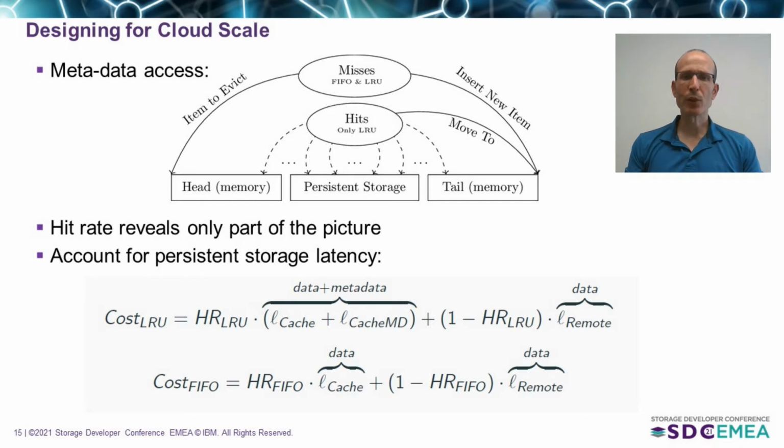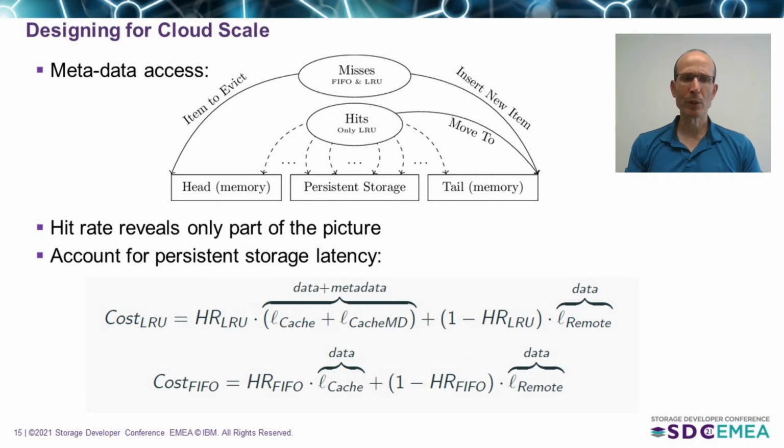Now note that this is only a model. A cache has many different factors that affect it, and here we are looking at the ones that we believe are significant. HR stands for hit rate. Note that the miss rate is 1 minus HR. L stands for latency. The cost for LRU is composed of the cost of handling a hit, which is the latency for reading the data from the cache and updating the metadata, plus the cost of handling a miss, which is the latency of fetching the data from the remote store.